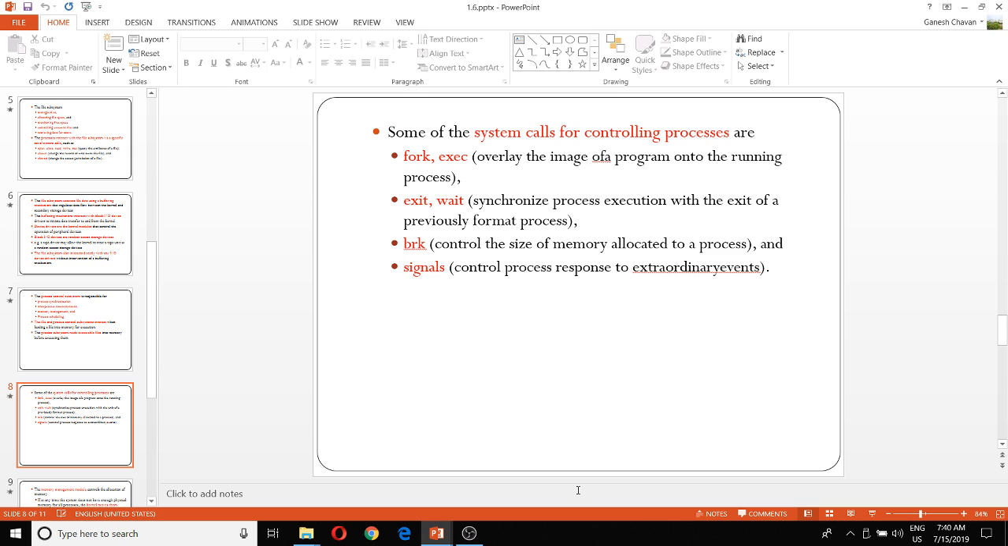Some of the system calls for controlling the processes are fork and exec. These are basically used for overlaying the image of a program onto a running process. Exit and wait are used to synchronize process execution with the exit of a previously forked process. BRK is basically used for controlling the size of the memory allocated to a process. And signals control the process response to extraordinary events.